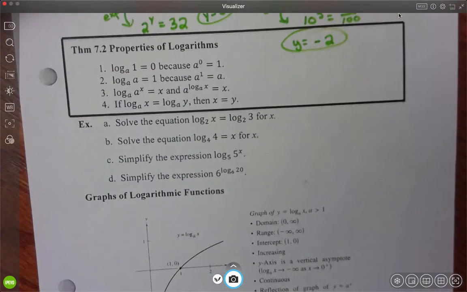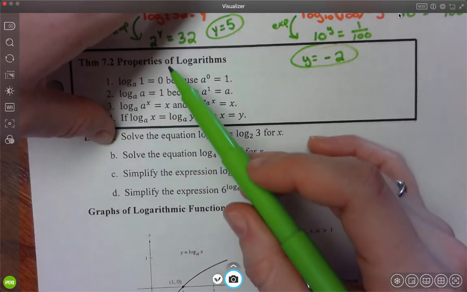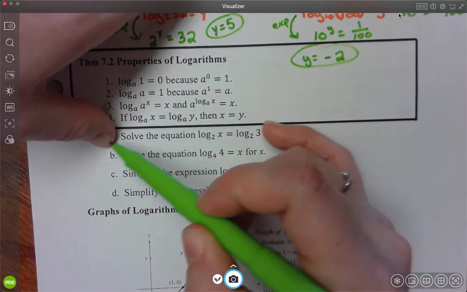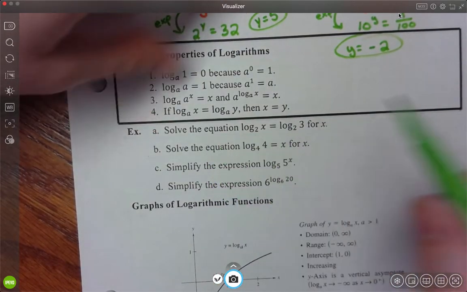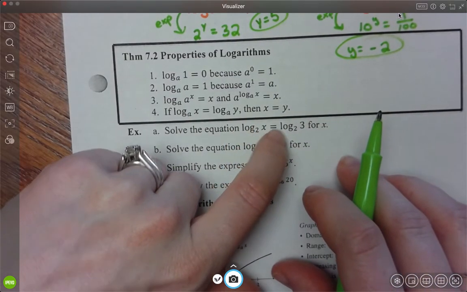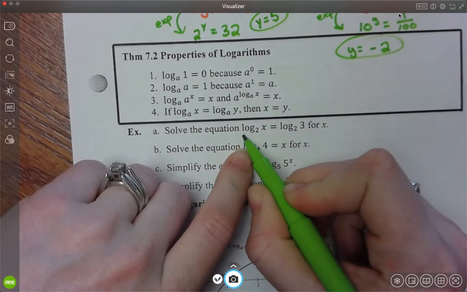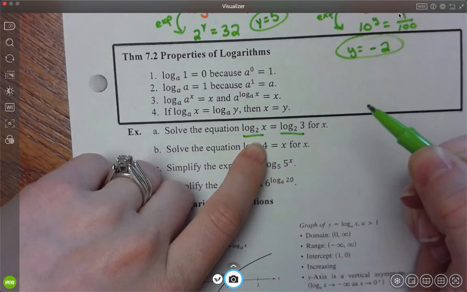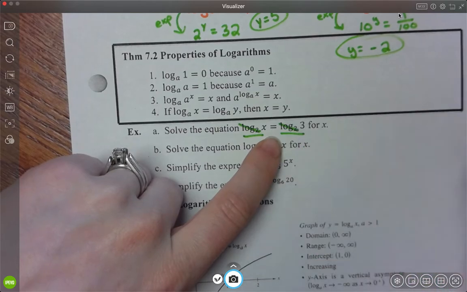Okay, so I'm going to go down here to some of these properties, and I'm going to skip the box and just tell you which one of these belongs with each one of those 4. So solve the equation. They say log base 2 of x equals log base 2 of 3. If I have an equal sign and I have a log on either side, and they both have the same base, I can basically cancel those two out.